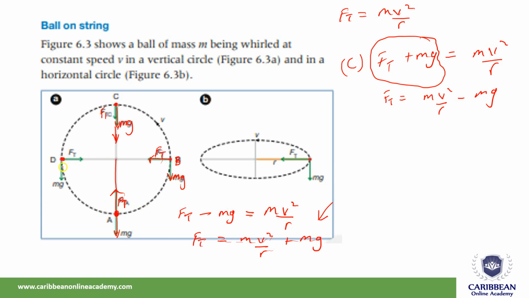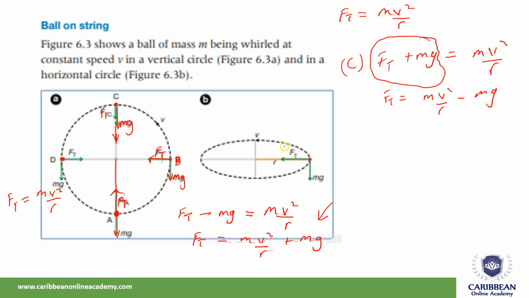At point D, similar to what happened at point B, it's the same thing that's going to happen, where my centripetal force is just going to be Ft equal to mv squared divided by r, right? So that's just that from that standpoint.